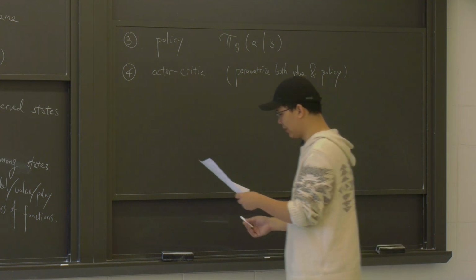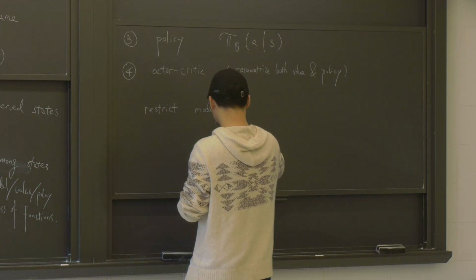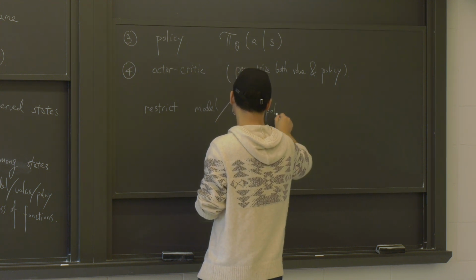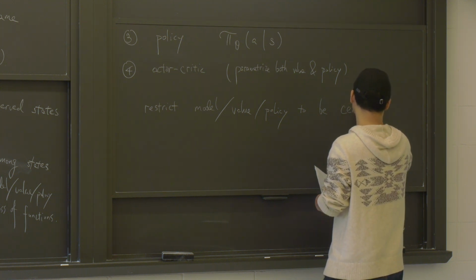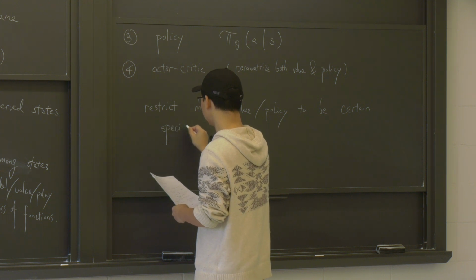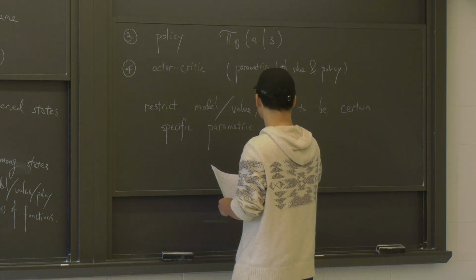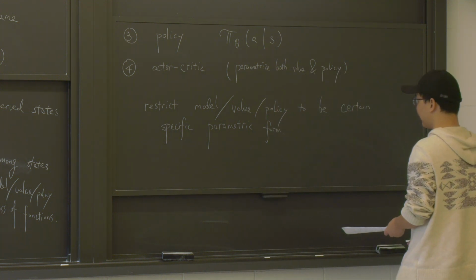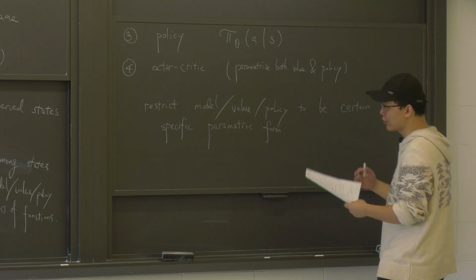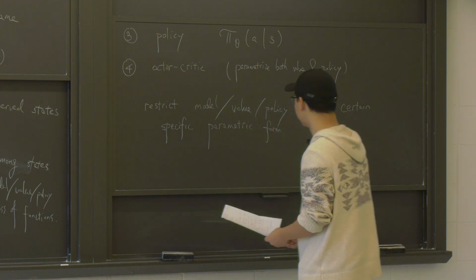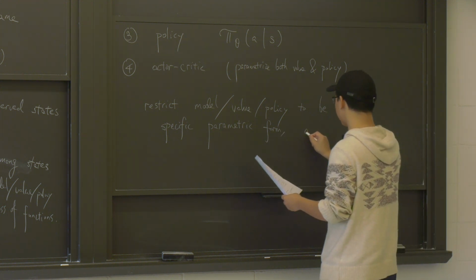So we know the key of function approximation is that we restrict the model, value, and policy to be a certain specific parametric form. For example, we restrict the value to be a linear function, or a polynomial, or a two-layer neural network, something like that. By this restriction, we really encode this similarity structure within those states. After we do this restriction, we will learn the parameter theta.